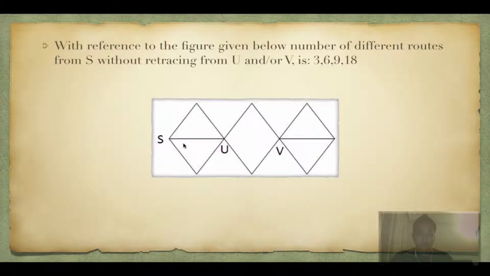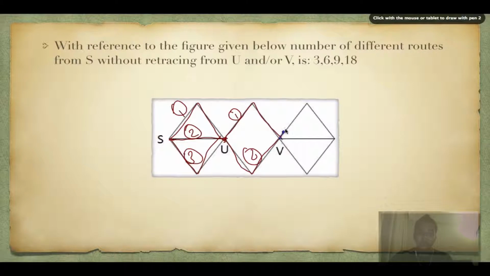So what it wants you to do is reach U in whatever way you want. There are 3 ways of reaching U: this is way 1, this is way 2, and this is way 3. Once you decide which way to go and reach U, you cannot go back. From U to V you can reach only in 2 ways, this is way 1 and this is way 2. From U to V you can't go back. And from V to this point you can go in 3 ways: 1, 2 and 3.